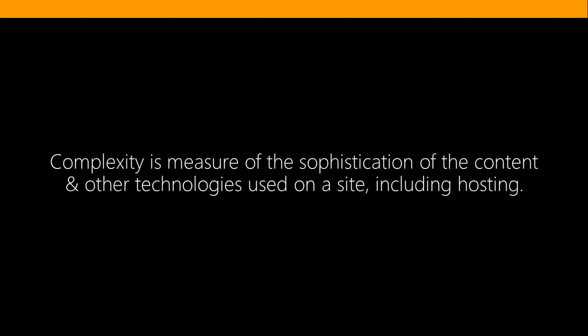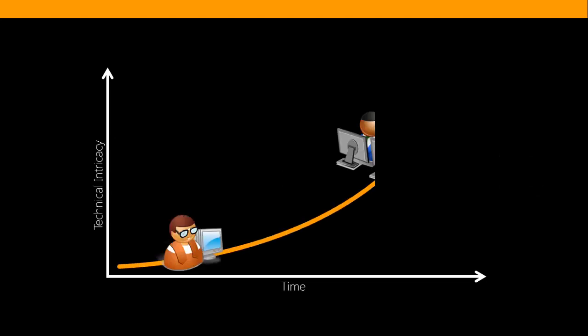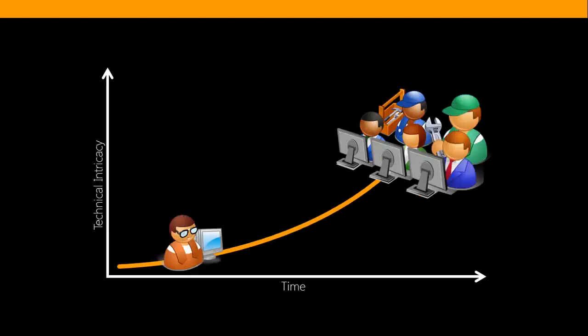Complexity is a measure of the sophistication of the content and other technologies used on a site, including hosting. It encompasses everything from the components of architecture, such as servers, databases, and security, to the software used to support delivery, like CMS, search, and e-commerce. This parameter has a powerful effect on management load because, as a site grows in technical intricacy, it inevitably requires more detailed and frequent oversight, which then demands more highly skilled staff, expensive tools, funding, and more.